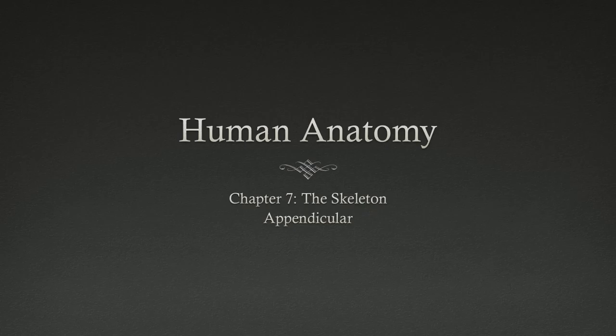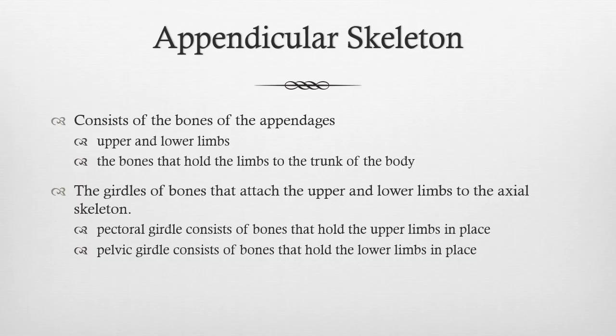We continue on with the skeleton now, and we're going to look at the appendicular skeleton. So the appendicular skeleton is essentially everything that we have not covered. And so we have the upper limbs, we have the lower limbs, and then we have the two girdles, the pectoral girdle and the pelvic girdle. And so essentially our attachment back to the axial skeleton.